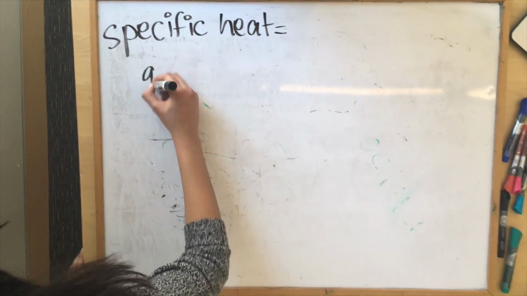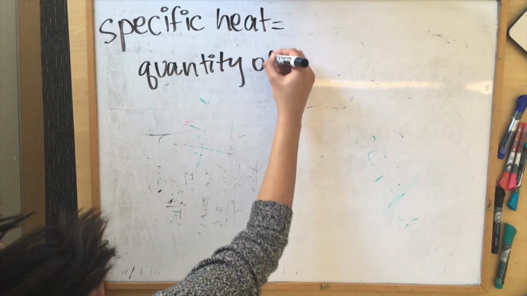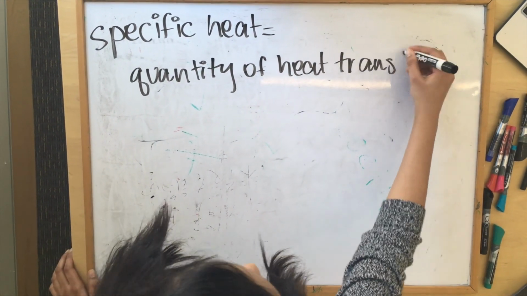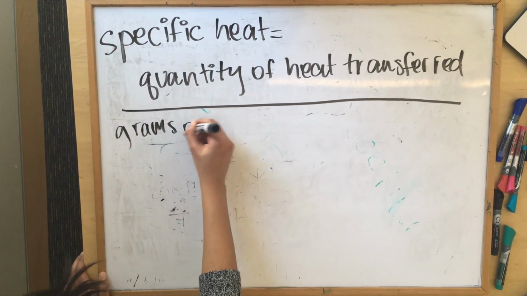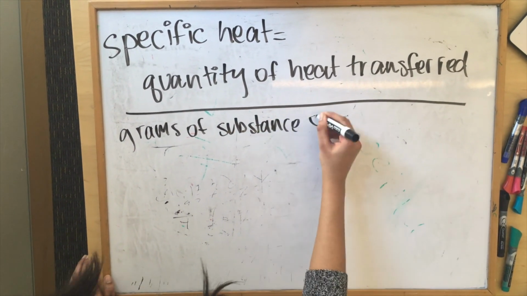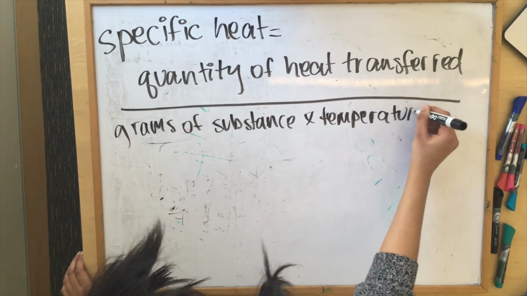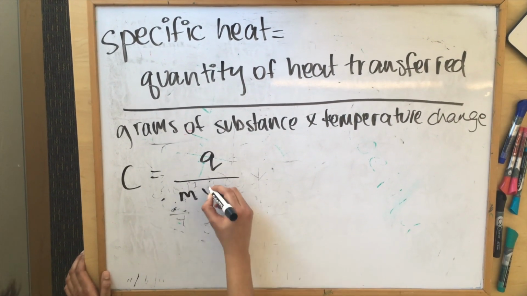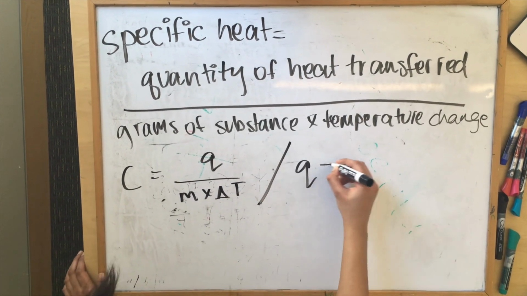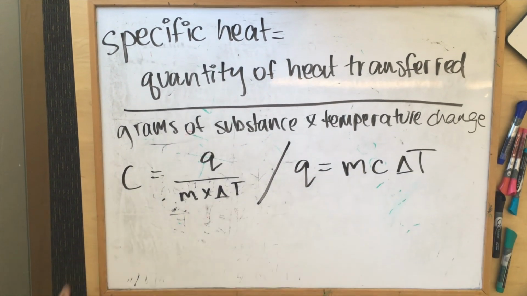Specific heat can be determined by dividing the quantity of heat transferred by the product of the grams of the substance and the temperature change, with variables that can be written as C = Q / (m × ΔT), which can also be arranged as Q = mCΔT.